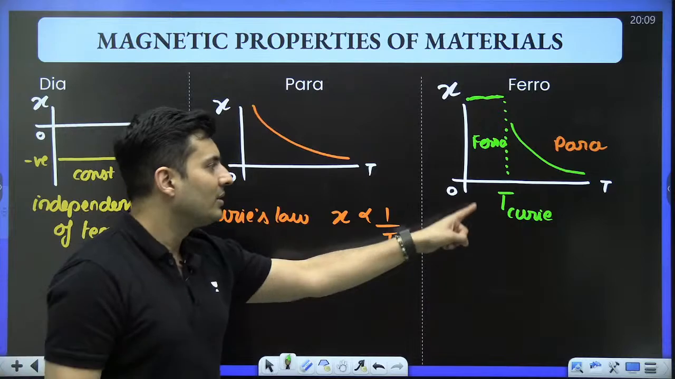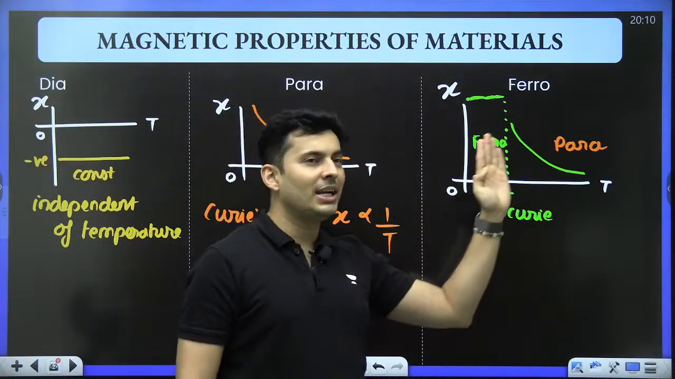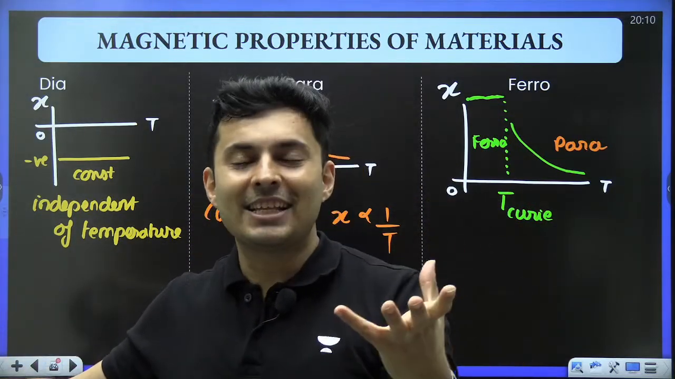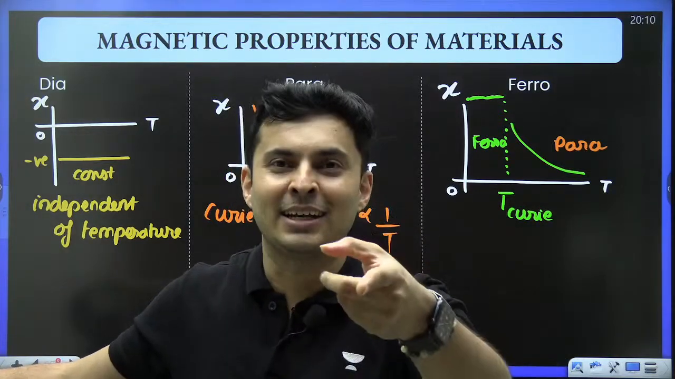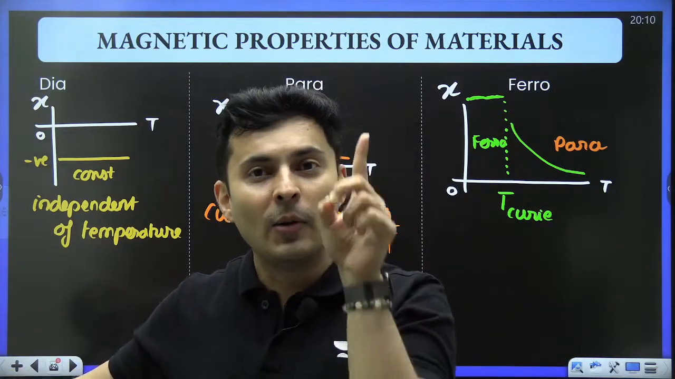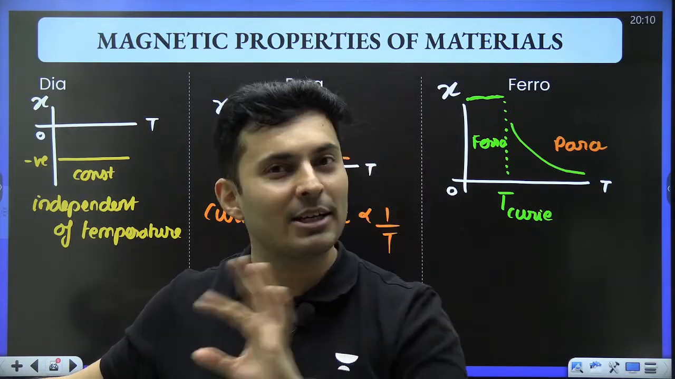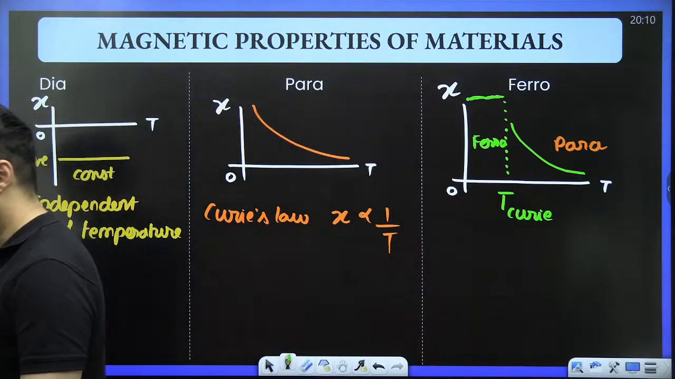So that temperature is called the Curie temperature. When you heat a magnet, you will see that after some time it will lose its property because it has become paramagnetic. So never heat a magnet above the Curie temperature because it will lose all its magnetic properties. It's gone. Is that right?